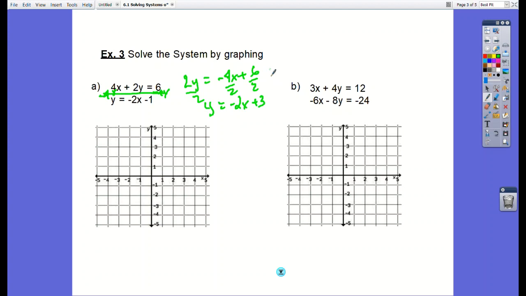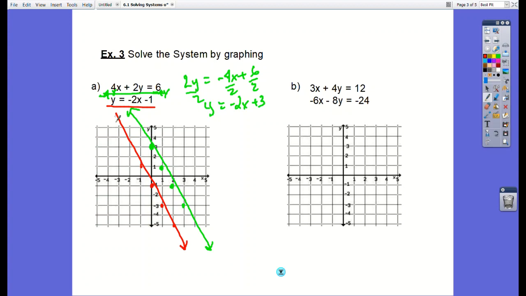This is going to be your easiest way to graph this particular line, so let's do that. Y-intercept of 3, slope of negative 2, down 2, right 1, down 2, right 1. Let's just make sure we have enough points here. That's probably good. There's our line. And then this one's already in slope-intercept form. Easy to graph. Y-intercept of negative 1, down 2, right 1, down 2, right 1.